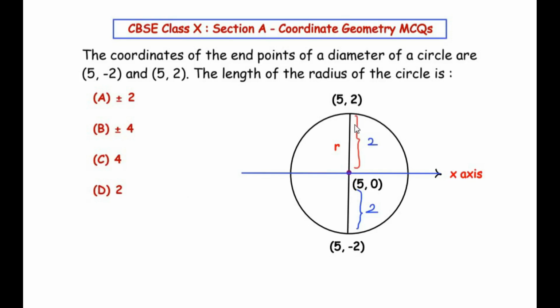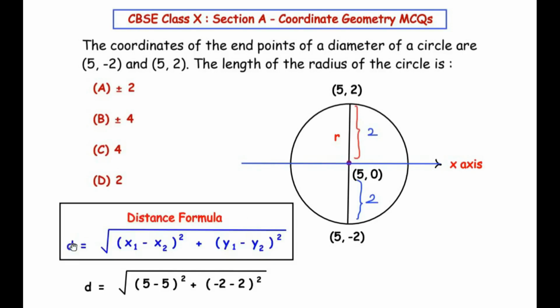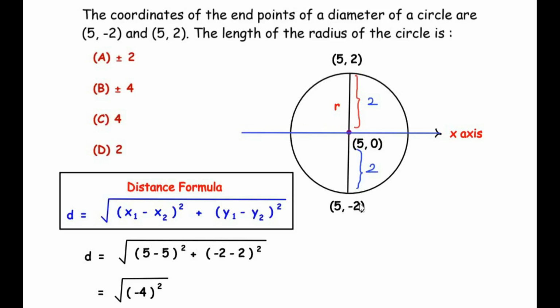But let us also prove it by using distance formula, which is d, that is the distance or the length, is equal to square root of x1 minus x2 the whole square plus y1 minus y2 the whole square. Now remember that this formula can also be written as square root of x2 minus x1 the whole square plus y2 minus y1 the whole square. So here we have considered this coordinate as x1, y1 and this coordinate as x2, y2. So remember that you can also interchange these coordinates, that is you can consider this as x1, y1 and this as x2, y2. It's up to you.